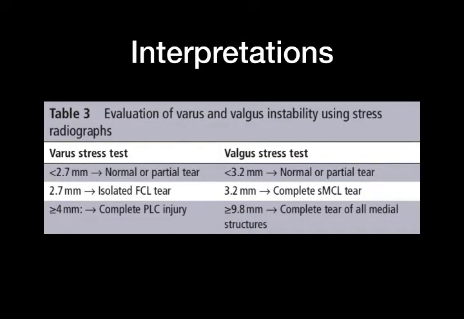And this is the interpretation of varus and valgus stress tests. If there is more than 4 mm opening in the varus stress test, this signifies a complete PLC tear, and if there is more than 9.8 millimeters opening in the valgus stress test, that signifies a complete tear of all medial structures, and these are indications for surgical treatment in medial and lateral instabilities.